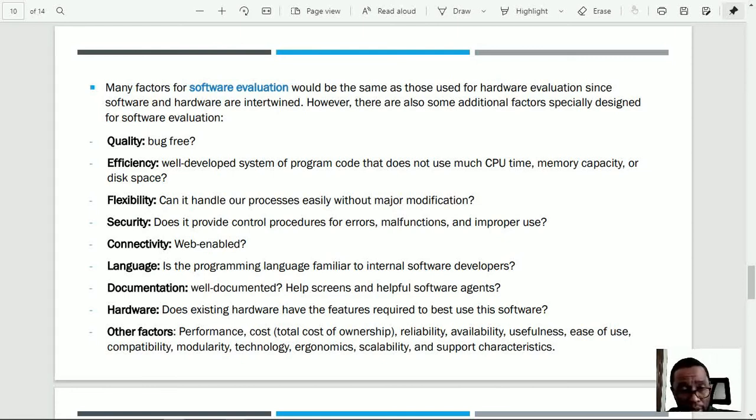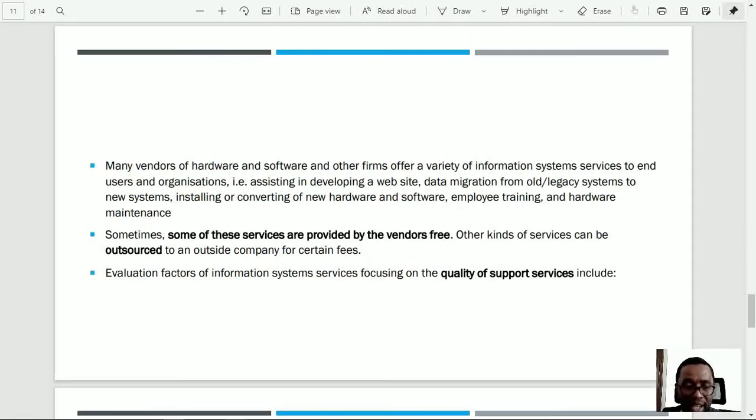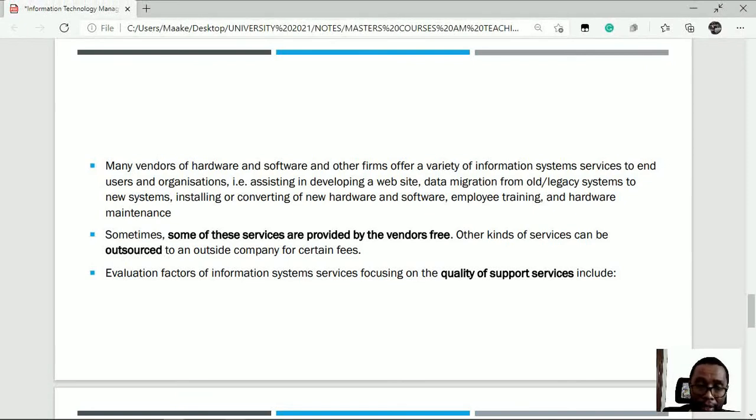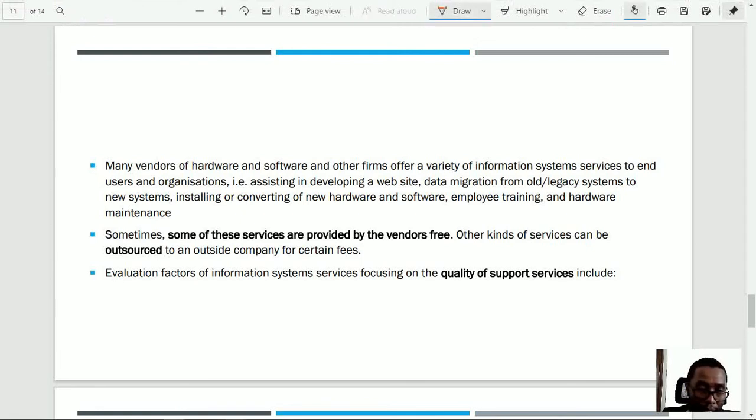So in the shoes of a CIO, I would say that we need to evaluate these systems very well, because once we evaluate them well, we'll know what we're supposed to do for the organization. There are lots and lots of resources that must be managed. Sometimes this can be managed within the organization, and sometimes we can outsource. Sometimes some of these services are provided by the vendor for free, and other services can be outsourced to a company at some fee.